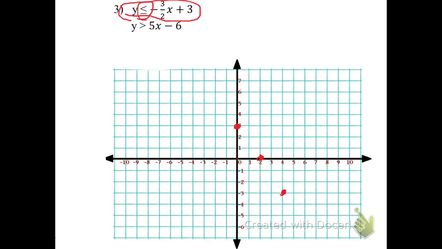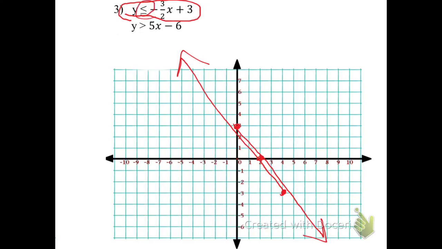This is less than or equal to. The or equal to makes it so I have a solid line. So I'm going to do a solid line that goes through my points here. And that's just going to have to do for now. And now that I have my line drawn, I can do the shading part.